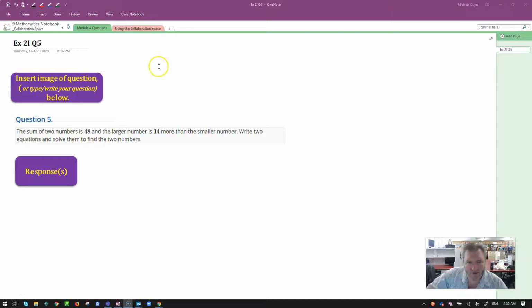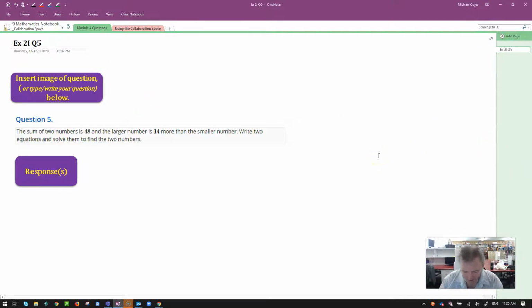Alright, so just got a couple of queries here from exercise 2i. This one is dealing with question 5. The sum of two numbers is 48. The larger number is 14 more than the smaller number. Write the two equations and solve them to find the two numbers. Well, let's go ahead and see what we can do with that.